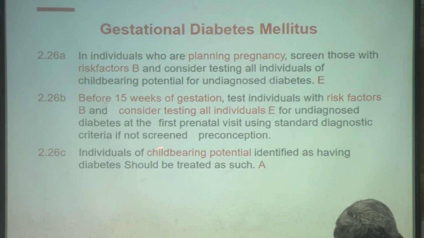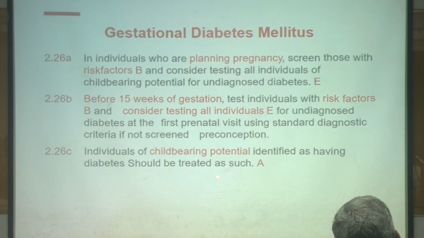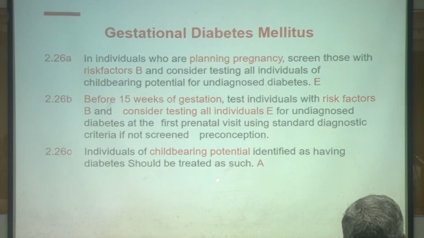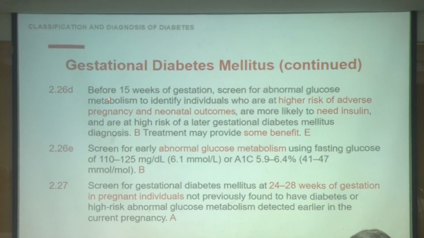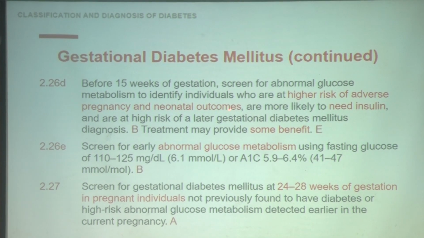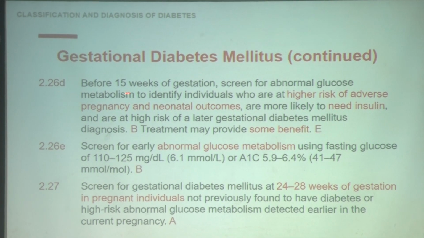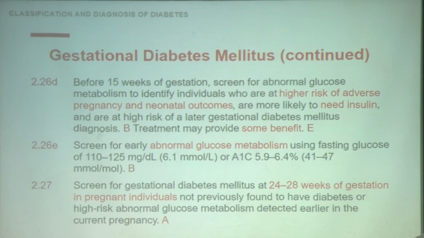And individuals with childbearing potential identified as having diabetes should be treated as such. That is an important thing. That is recommendation A. So you don't leave these patients because they are going to go for gestation. You have to treat them and prevent the complications. And again, before 15 weeks of gestation, screen for abnormal glucose metabolism in those at higher risk of adverse pregnancy and neonatal outcome, because you can know these patients will have bad outcomes.